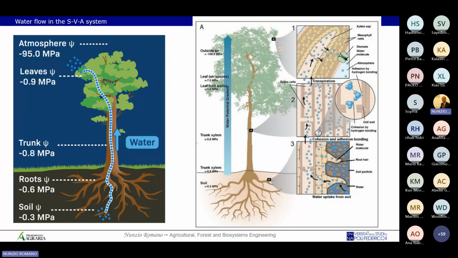We have on average, for example, this is only an example, the average total potential in the soil is minus 0.3 megapascal. So the roots should generate a lower pressure. So minus 0.6 is lower than minus 0.3. Be careful. So this is why this difference in total soil water potential, total means that we should also add the gravitational potential and into the root the osmotic potential.